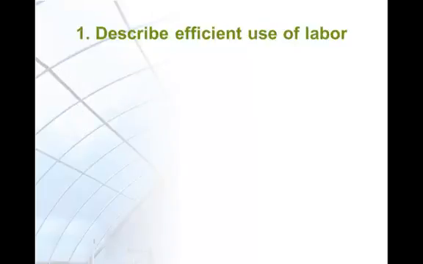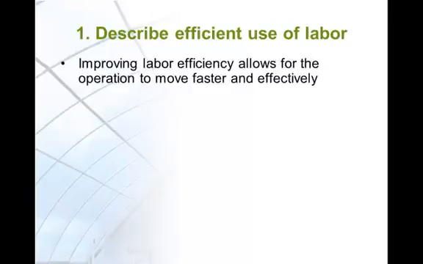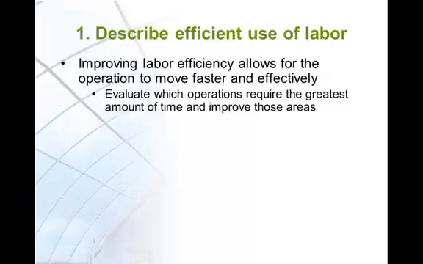The first objective is to describe efficient use of labor. Improving labor efficiency allows for the operation to move faster and efficiently. To do this, evaluate which operations require the greatest amount of time and improve those areas. Let's note some common ways to improve labor efficiency. With respect to movement, travel distance and time can be reduced. Walking takes away a considerable amount of time that could be spent taking care of plants.